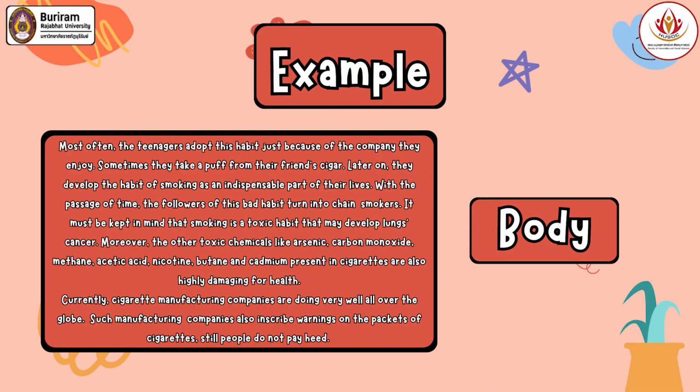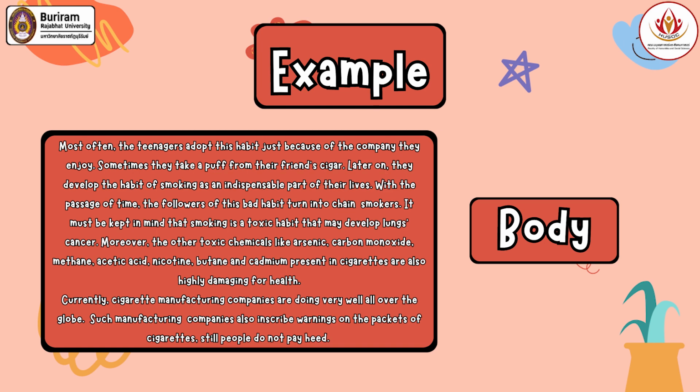Next is the body of an informative speech. This is the whole of the body of our informative speech. Most often, the teenagers adopt this habit just because of the company they enjoy. Sometimes, they take a puff of their friend's cigar. Later on, they develop the habit of smoking as an indispensable part of their lives. With the passage of time, the followers of this bad habit turn into chain smokers.